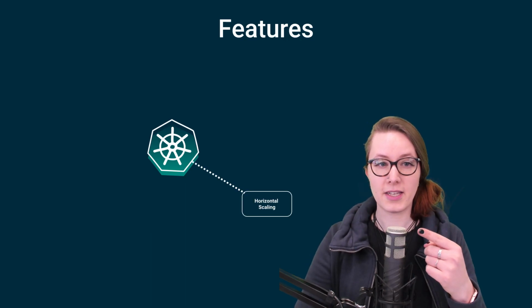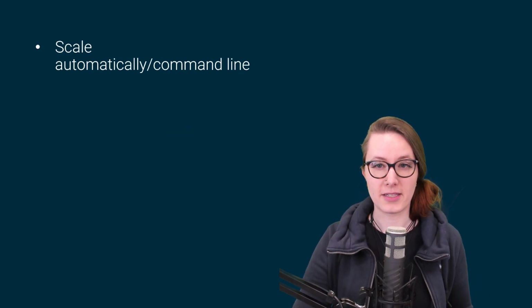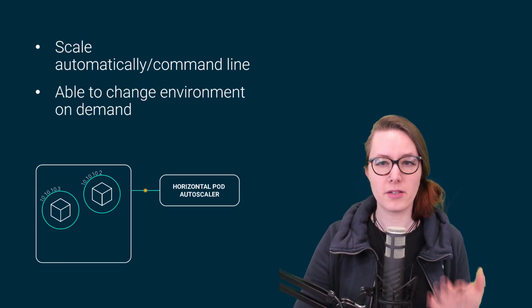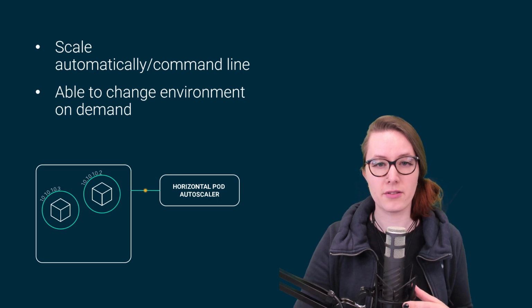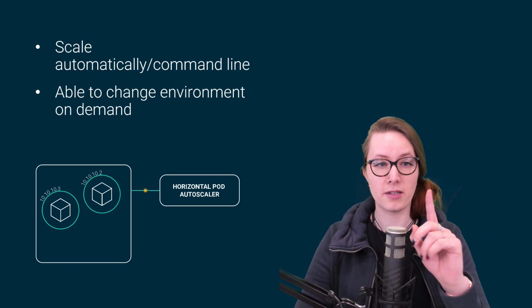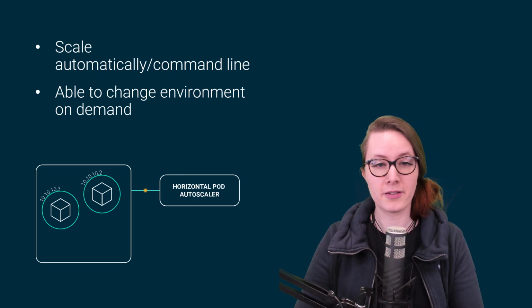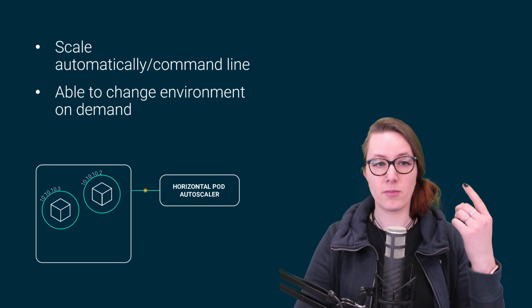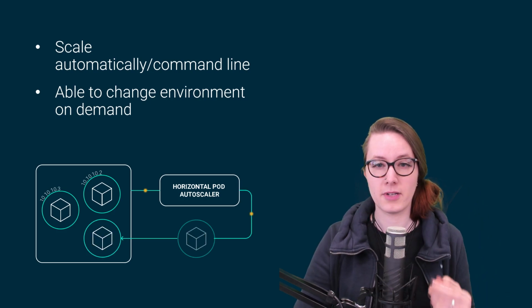To scale your containerized application efficiently, we get the following features. Since work environments quickly change, we can utilize horizontal scaling, so that you're able to scale your application automatically from the command line or UI, meaning that when there's more traffic, you can easily change your environment according to demand. An example of this would be the horizontal pod autoscaler.